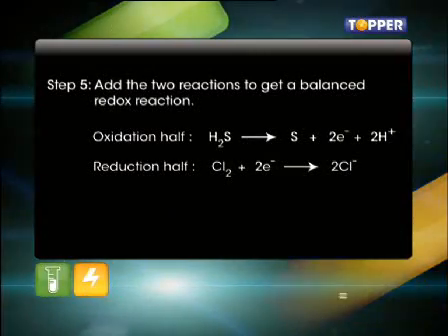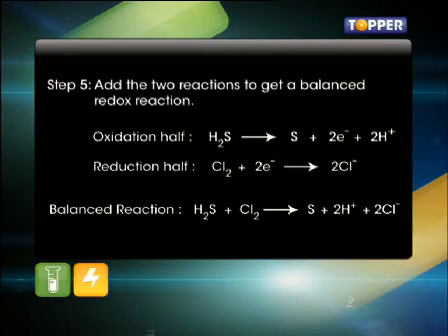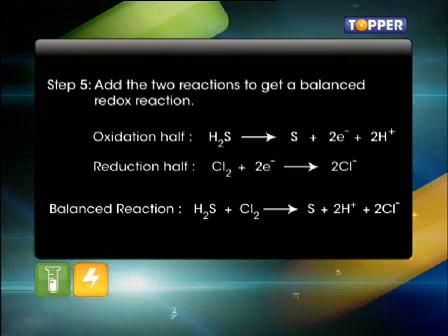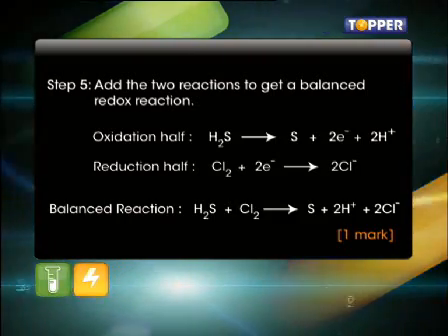Now, both the half reactions have 2 electrons each. So, add the 2 reactions to get a balanced redox reaction. This will fetch you the last 1 mark.